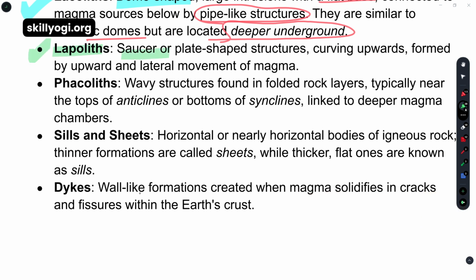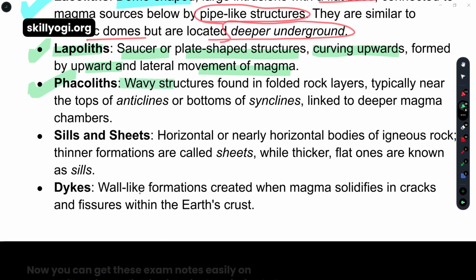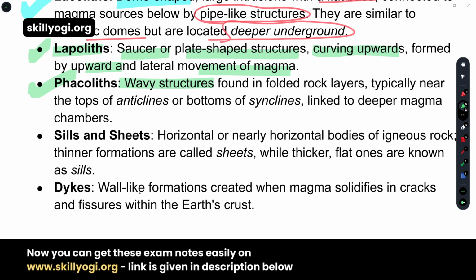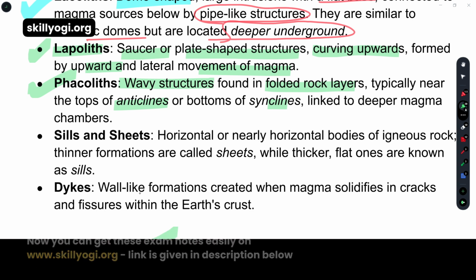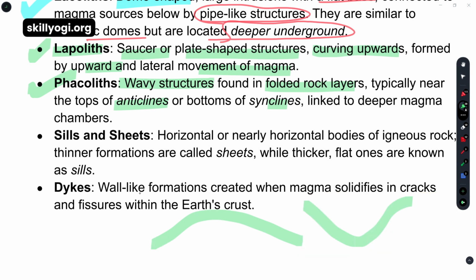Next is lapolith. Lapolith is a saucer or plate shaped structure. It just looks like a saucer or plate, curving upwards, formed from the upward and lateral movement of magma. Phacolith is a wavy structure. All the structure names you need to remember. It's a wavy structure found in folded rock layers, typically in anticlines or synclines. How does it look? This is called syncline and this is called anticline, the V and the opposite of V shape. Those are called anticline and syncline.